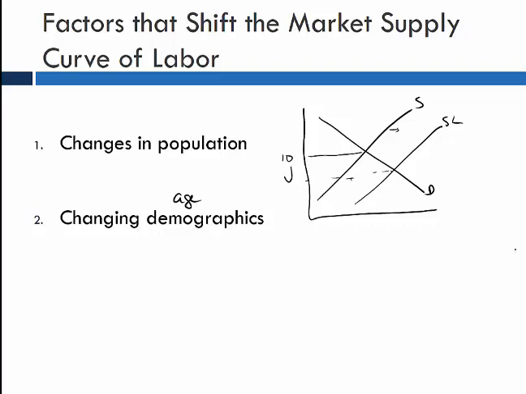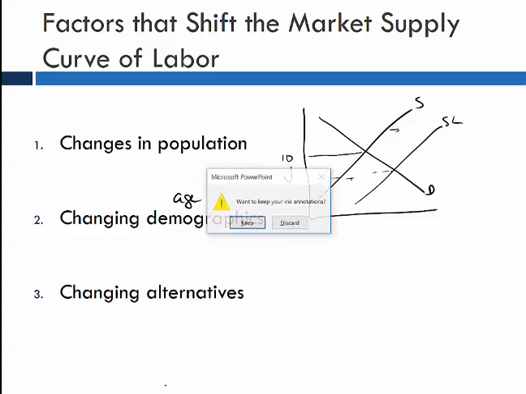And the other thing is changing alternatives. The alternatives could be going to school, which is probably a big one, or it could change within the market. The supply of retail workers might go down as people shift over to other things. So I'm going to stop this one here, and then I'm going to pick back up, and I'm going to put supply and demand together.